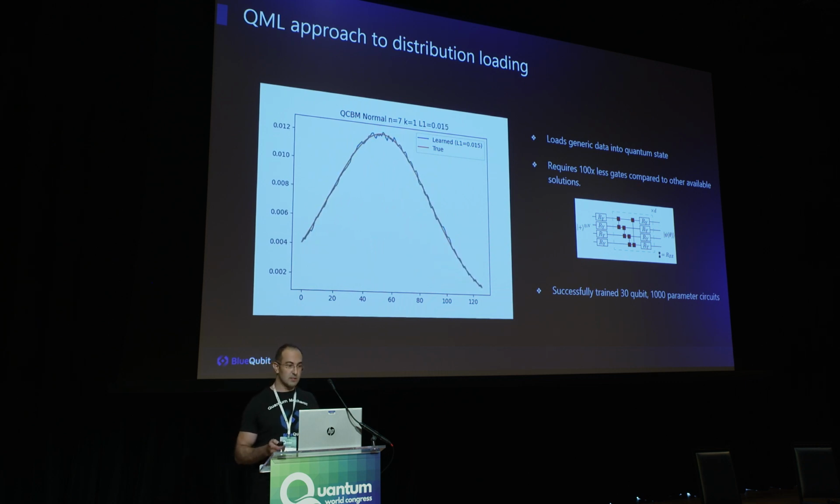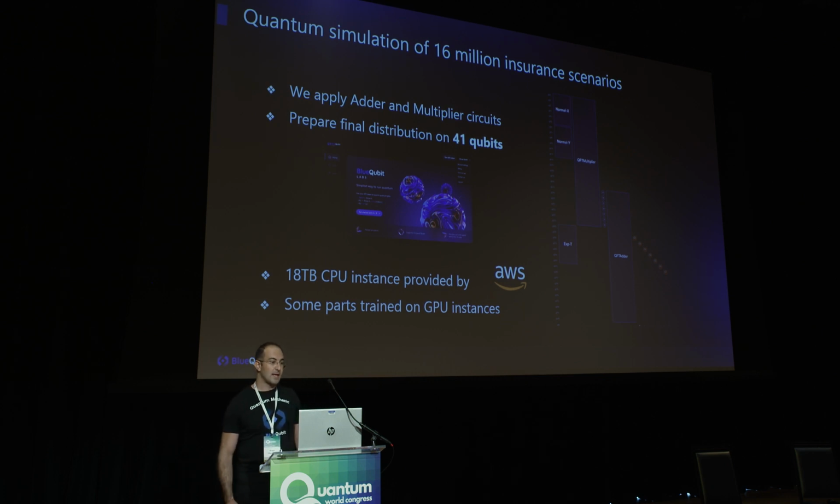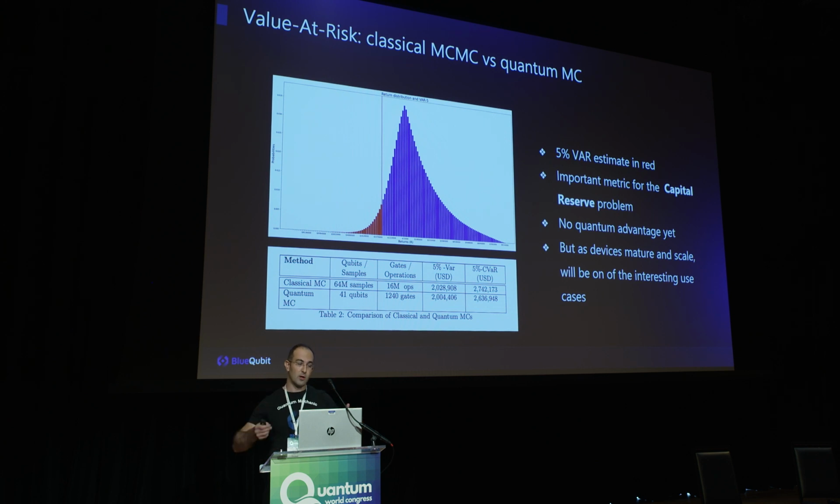After we load the distributions into the quantum device, then we need to perform operations on the distributions like adding and multiplying. And this is done with specific quantum circuits. This has been known a long time ago how to do, but we have done it at scale. So we did the largest single machine simulation. We did 41 qubits on an 18 terabyte machine that our partner AWS Braket team has provided. And then after training the data on GPUs of various parts of the distribution, we did full application and then had the final distribution loaded into a quantum state.